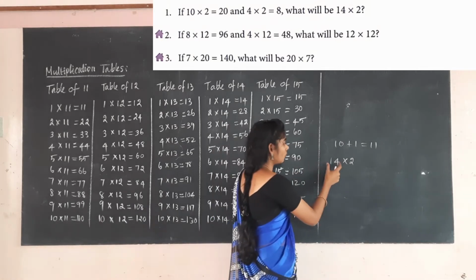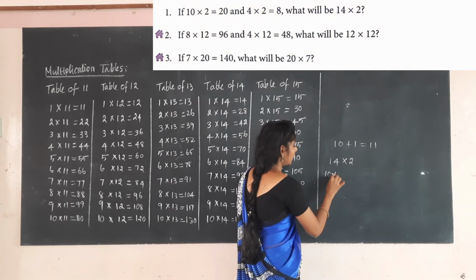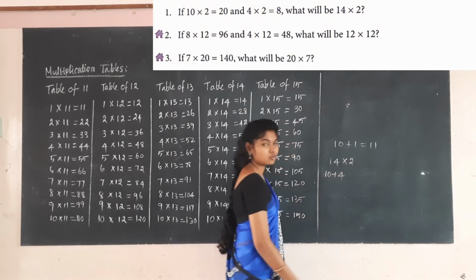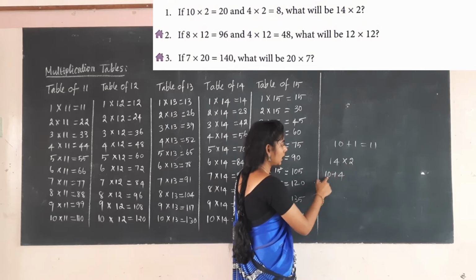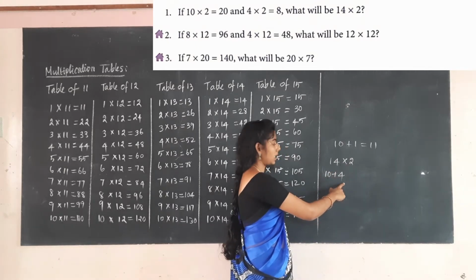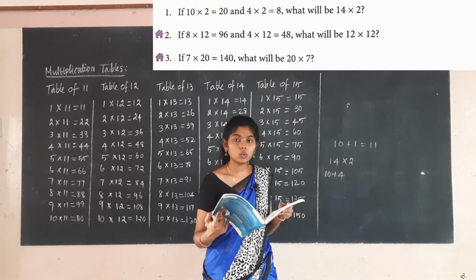We are going to split the number 14 into 10 plus 4. So 10 plus 4 is 14. I am going to multiply 2 with 10 and 2 with 4, and then you will get the answer. Already it is given in the question itself that 10 into 2 is 20.